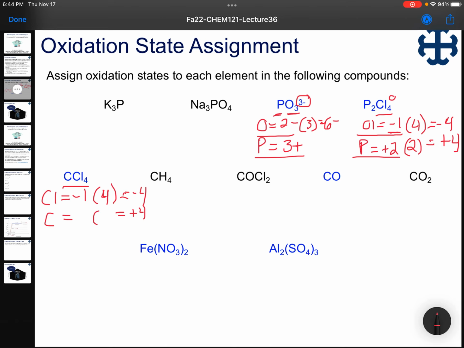And if we only have 1 carbon, that means this should be +4. So pretty easy oxidation state assignment for that one. Chlorine will be -1. Carbon will be +4.